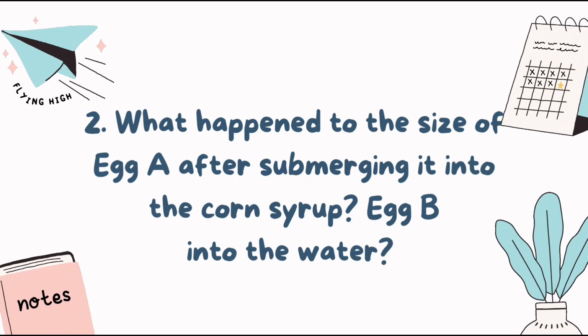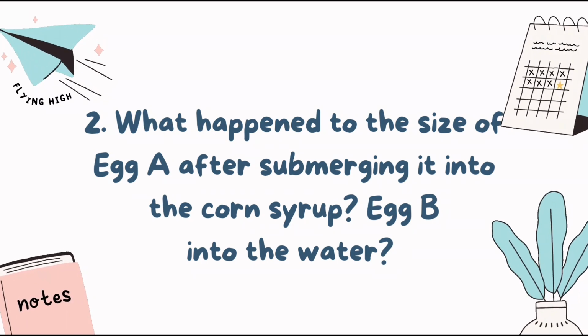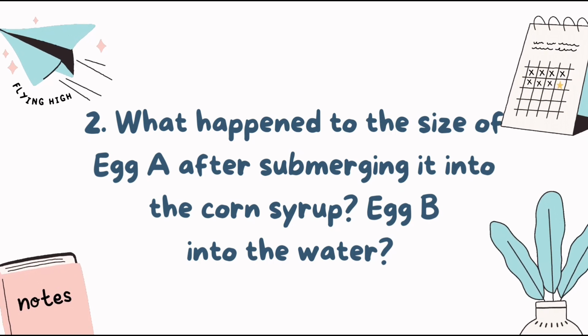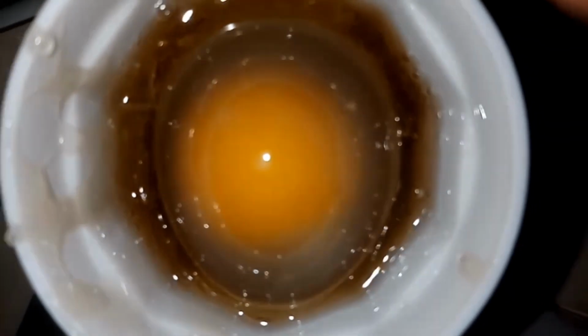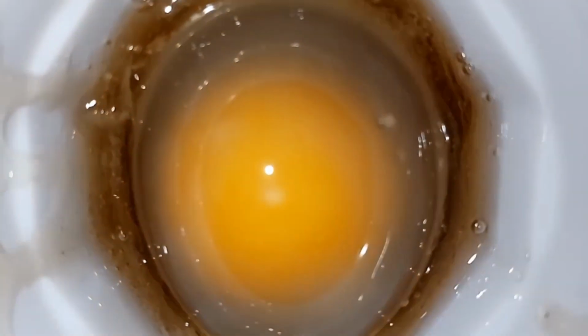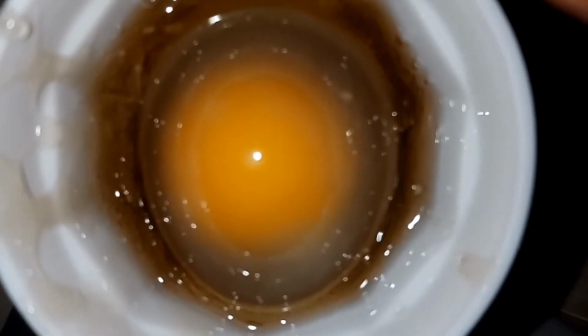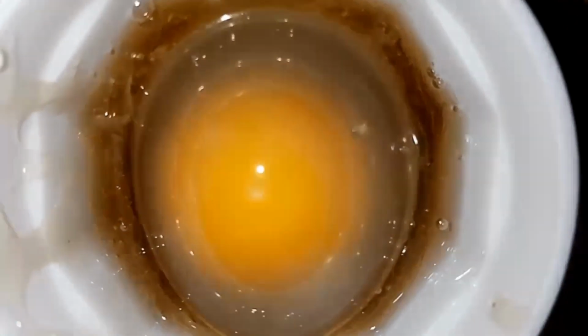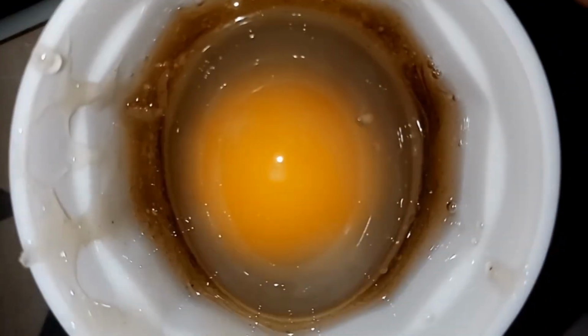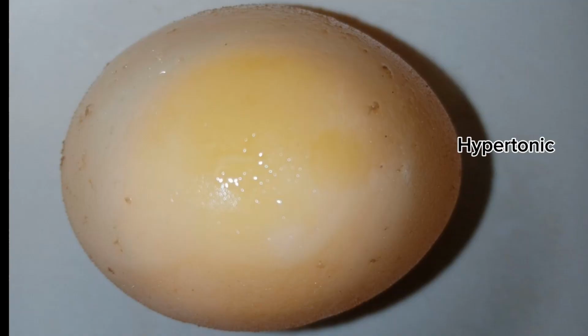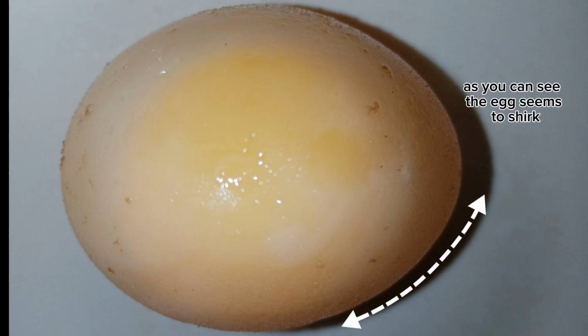Number 2. What happened to the size of egg A after submerging it in the corn syrup, or egg B in the water? After submerging egg A in the corn syrup for 6 hours, it is seen that it becomes softer than it used to be. The membrane that covers it shrinks. In biological terms, what happened to it is called hypertonic. A hypertonic solution is one in which there is a greater concentration or number of solute particles outside a membrane than there are inside it.